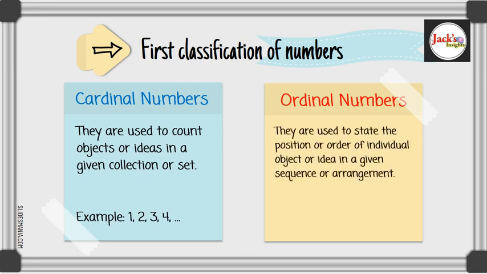While ordinal numbers are used to state the position or order of an individual object or idea in a given sequence or arrangement. So just like in the previous example, when you are telling your parents that you are the first honor in your class, then you are using an ordinal number to describe your position in your class. Like for example, first, second, third. We can relate first as number 1, second as number 2, third as number 3, and so on. So these are the different types of numbers under the first classification: cardinal numbers and ordinal numbers.